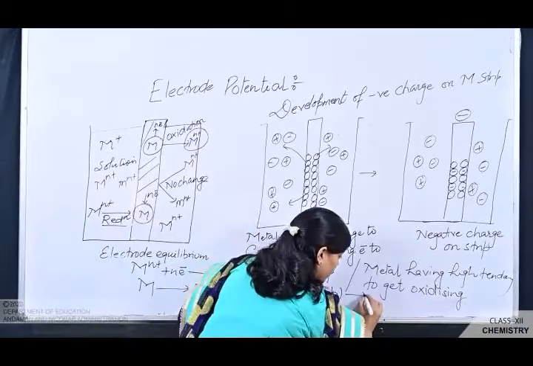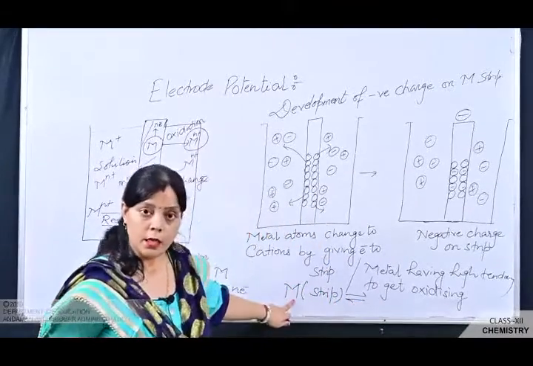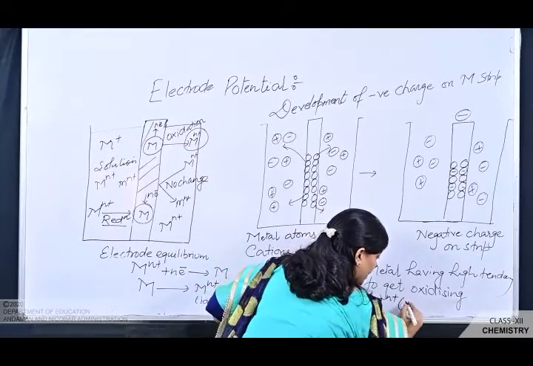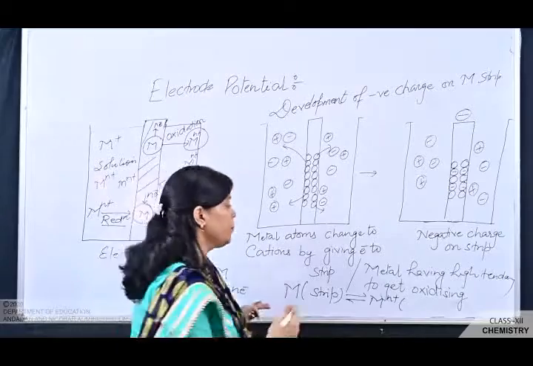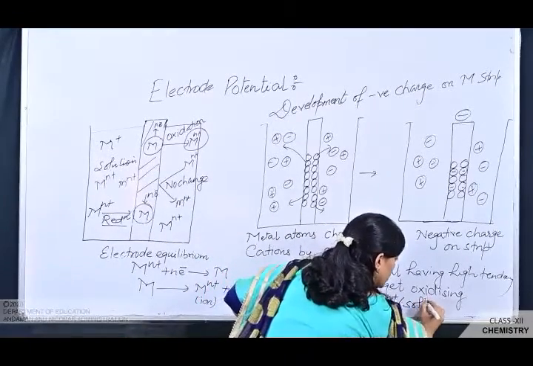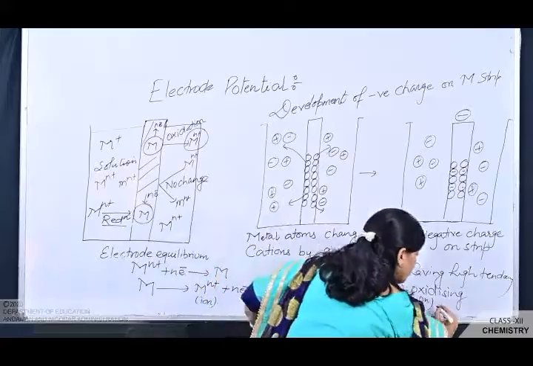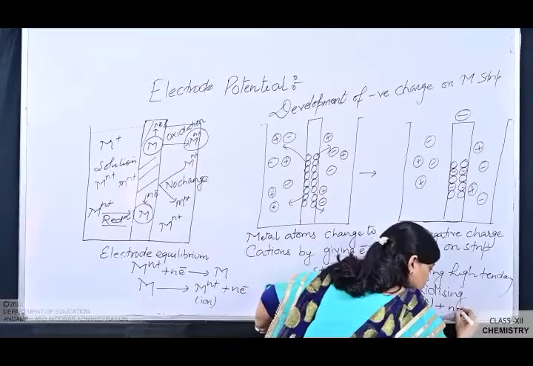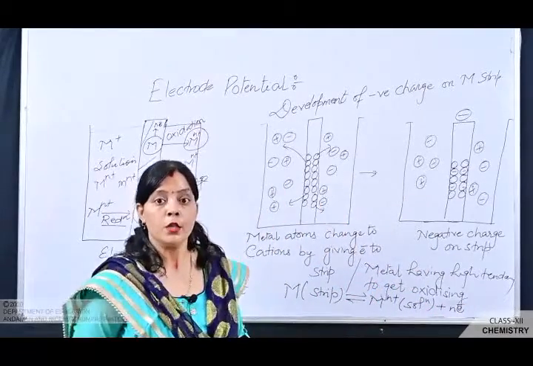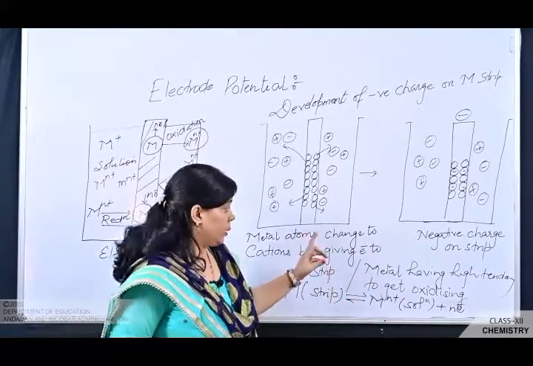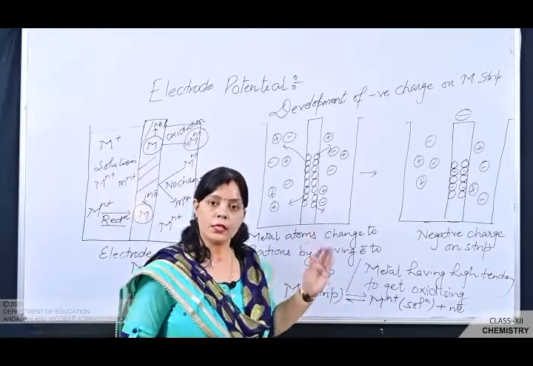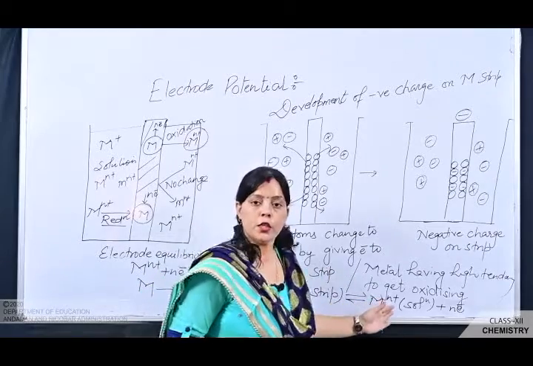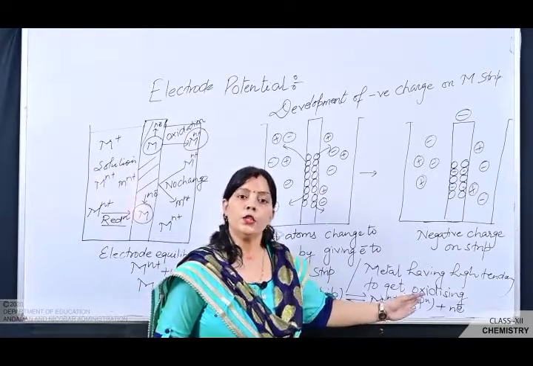So in the equilibrium condition, what happens? This metal is converted into Mn+ ion, and after converting into the ion form, it passes into the solution, leaving behind the n electrons. So when the metal has high tendency to get oxidized, the metal atoms start losing electrons, and change into positive ions and pass into the solution.